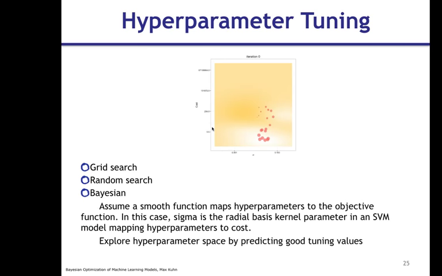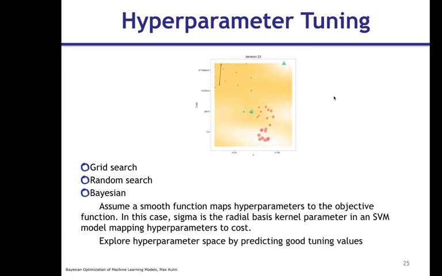Another way of doing that is Bayesian hyperparameter tuning. So you assume a smooth function that maps the hyperparameter space to some objective that you define. And in this example, on the x-axis is sigma.